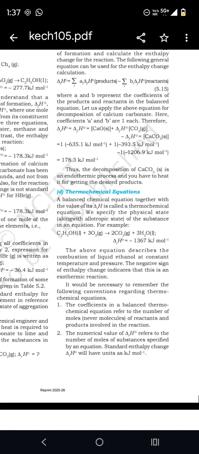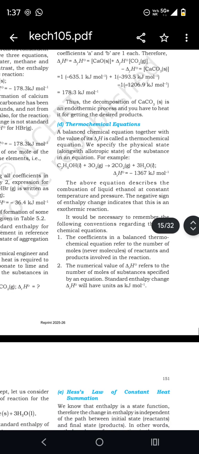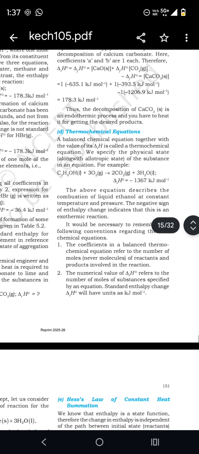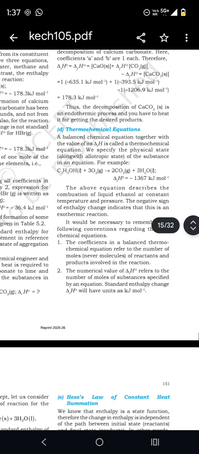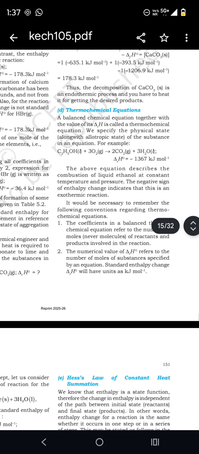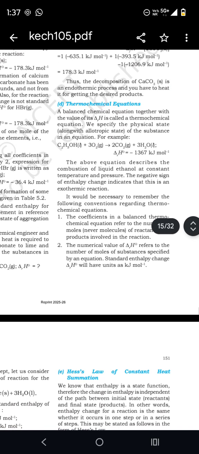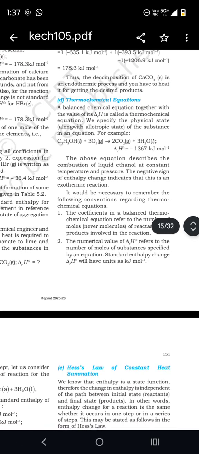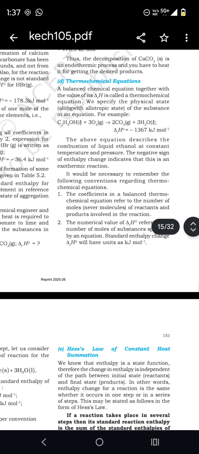Thermochemical equation. A balanced chemical equation together with the value of its delta H is called a thermochemical equation. We specify the physical state of the substances in the equation. For example, the above equation describes the combustion of liquid ethanol at constant temperature and pressure. The negative sign of the enthalpy change indicates that it is an exothermic reaction.